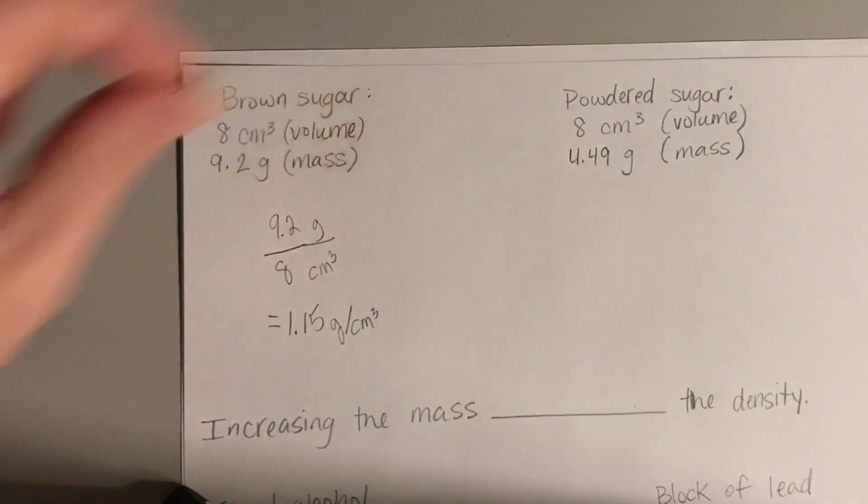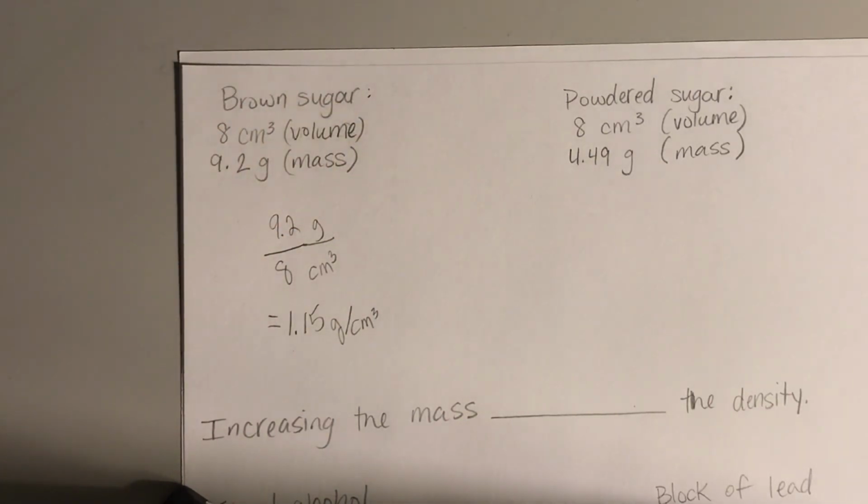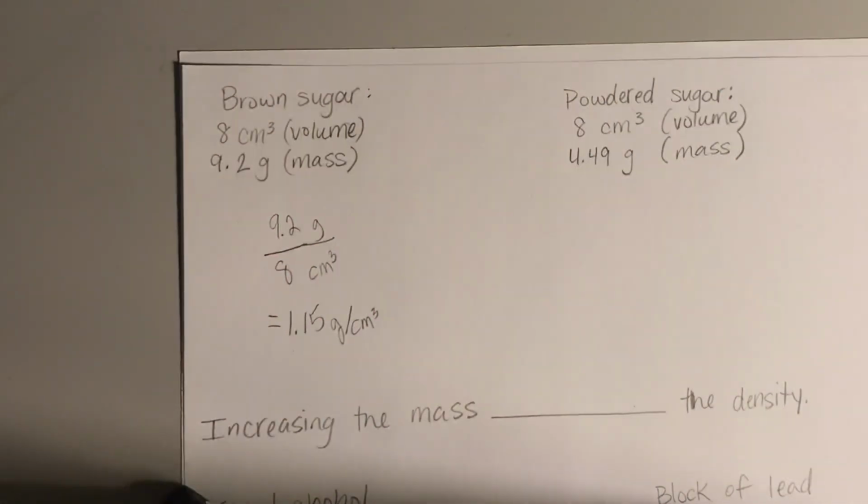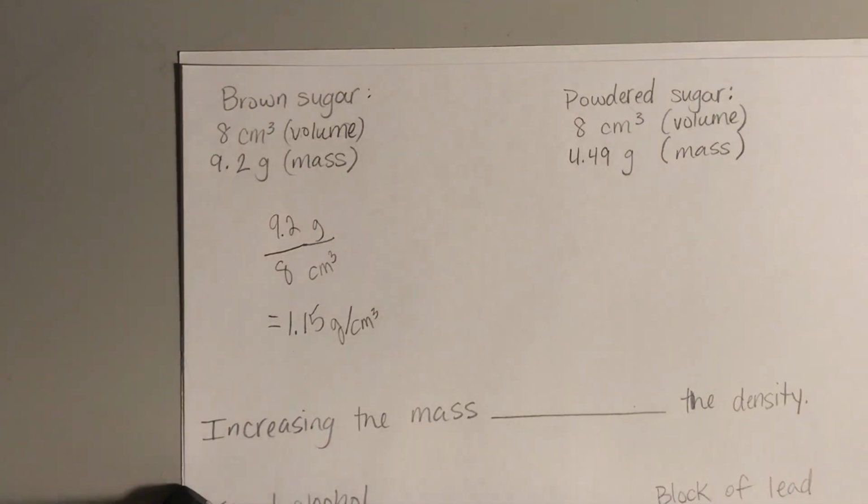Okay, the next question, same setup, but the student measures the mass of 8 cubic centimeters of powdered sugar. So powdered sugar is that white stuff that they sprinkle on top of pancakes or French toast. It's used in making frostings. So just think about that. Do you think that is more or less dense than brown sugar? Just if you had to take a guess.